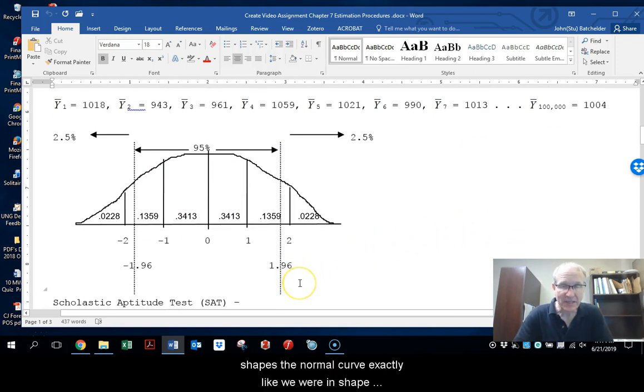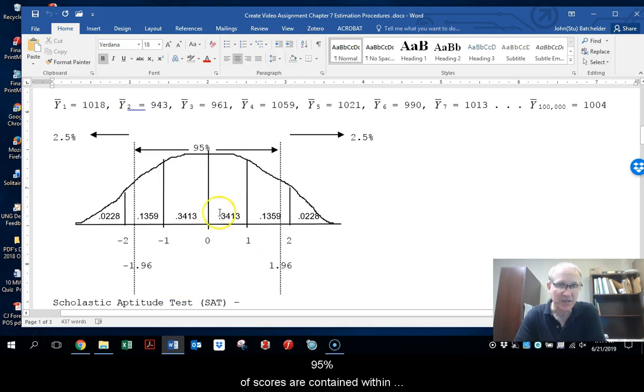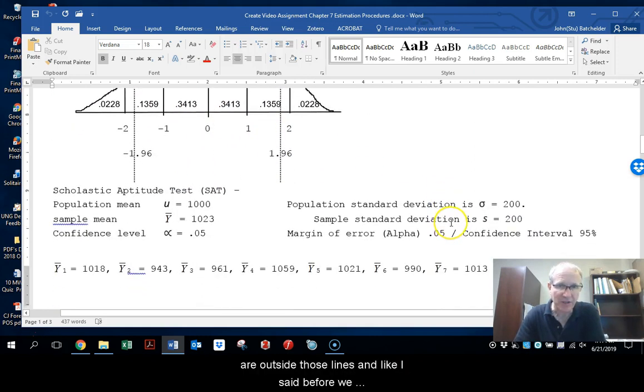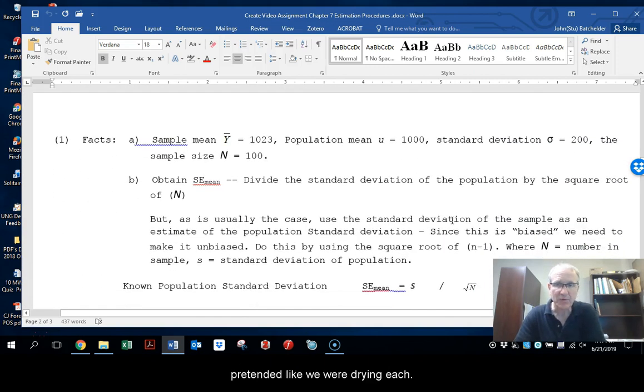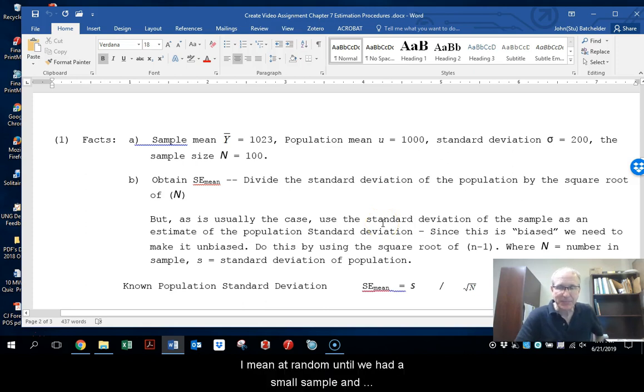We know from the Z-score chapter that we use 1.96 to construct the 95% confidence interval, meaning 95% of the scores are contained between these 2 lines, and only 5% are outside those lines. And like I said before, we pretended like we were drawing each mean at random until we had them all sampled, and that's called the sampling distribution.